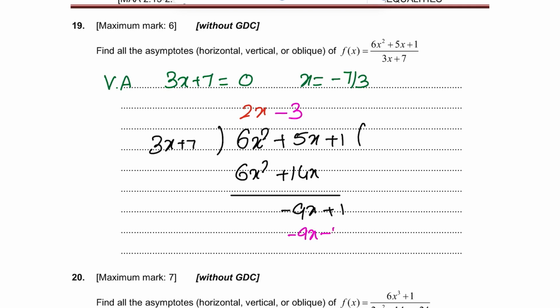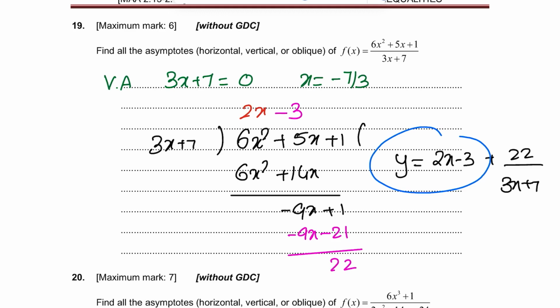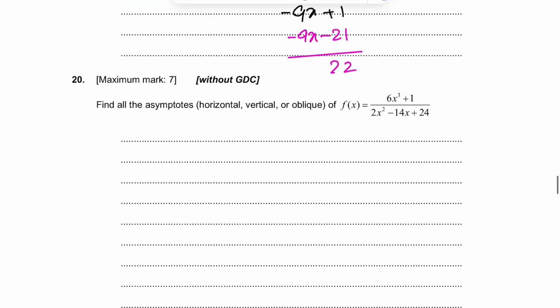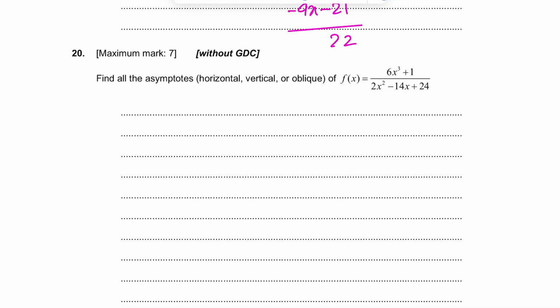So negative 9x, negative 21. So it becomes 22. So what will the fraction become now? Y equals 2x minus 3 plus 22 upon 3x plus 7. So the oblique asymptote is y equals 2x minus 3. Question number 20. Find all the asymptotes again.